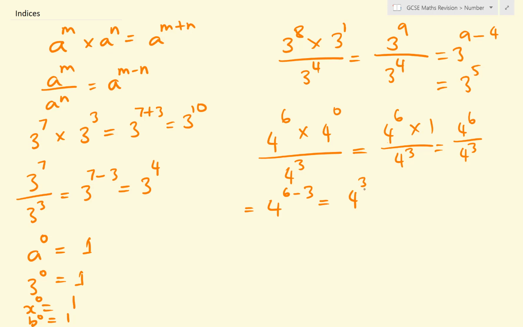Now let's have a look at another exam question where we have to write it as a single power. So for example, if we have 7 cubed times by 7 to the power of 5, and if the exam question asks you to write it as a single power of 7, that means we need to write it in index form, as a power of 7. So let's have a look. According to our rule, we need to add the powers. So 7 to the power of 3 added to 5, that'll give us 7 to the power of 8.